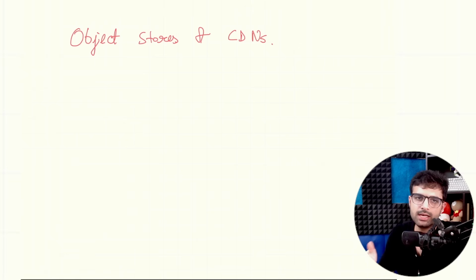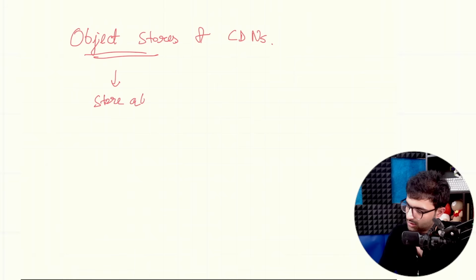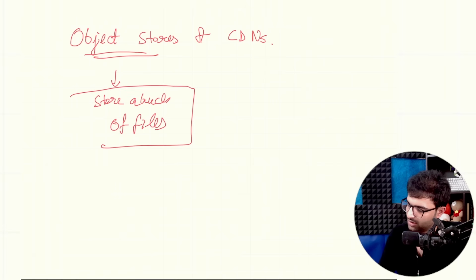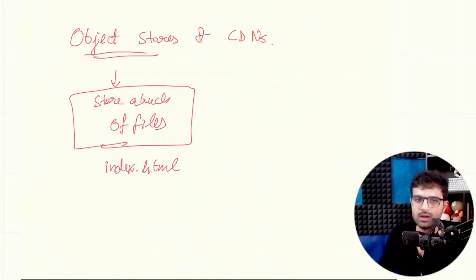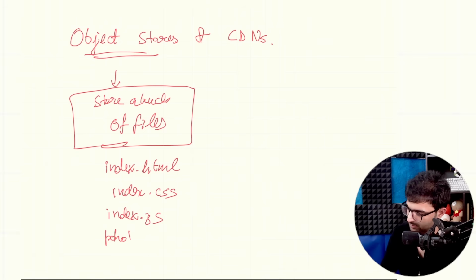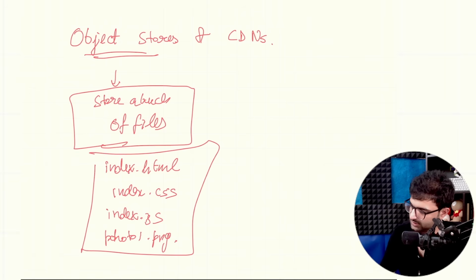All right, let's quickly learn two new jargons, object stores and CDNs. Object stores, as the name suggests, let you store a bunch of files. In the end, what do we want? We want an index.html file, a few CSS files, and a bunch of JavaScript files, images, and so forth. All of these to be served over the internet.